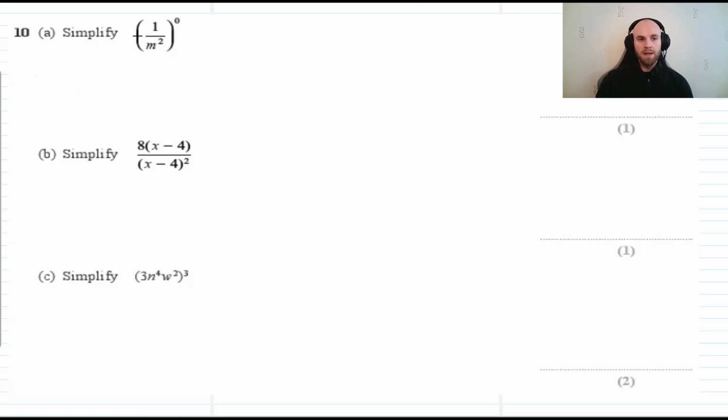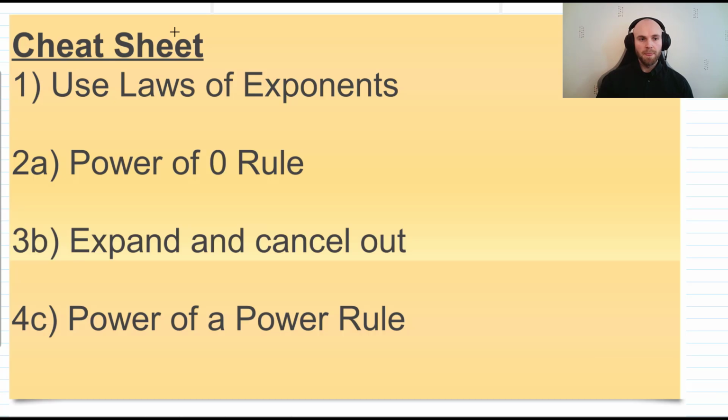Question 10a, simplify in brackets 1 over m squared to the power of 0. If we go to the cheat sheet, we're going to use the laws of exponents throughout this question.